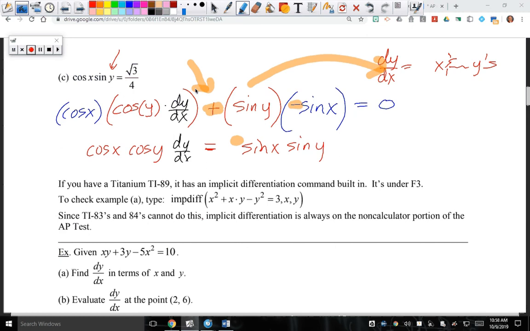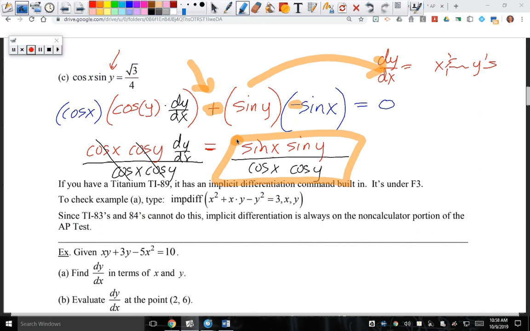Okay? Now, to get dy dx all by itself, we're going to divide by cosine of x, cosine of y. And your final answer will be dy over dx is equal to this, and you would get full credit on the test, but you wouldn't get the bonus. What could you do to get the bonus? Tangent x, tangent y. So dy over dx equals tangent x, tangent y.